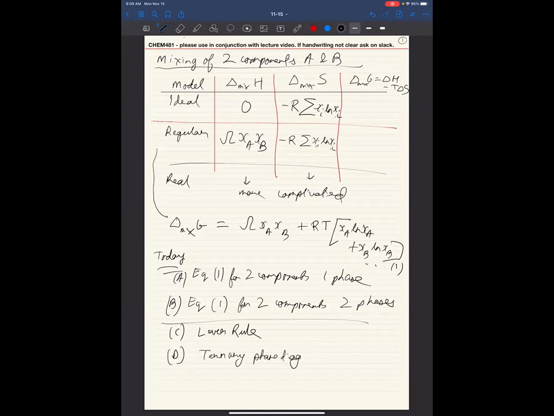Okay, so let's talk about first our equation 1 for two components in one phase. So this is, I think it should be a lot of fun. Type 1 even. So we have delta mixing G is equal to omega XA, and sometimes I write small x, sometimes I write capital X. I'm sorry for that, I keep forgetting.